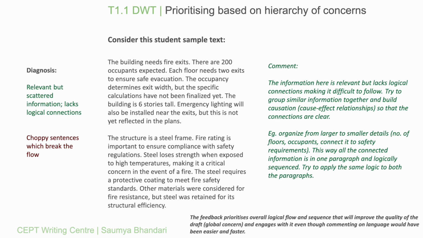A tutor comment could read something like: the information here is relevant but lacks logical connections, making it difficult to follow. Try to group similar information together and build causation, that is, cause-effect relationships, so that the connections are clear. For example, organize from larger to smaller details. Begin from the number of floors and occupants, and connect this to safety requirements. This way, all related information is in one paragraph and logically sequenced. Try to apply the same logic throughout the text.